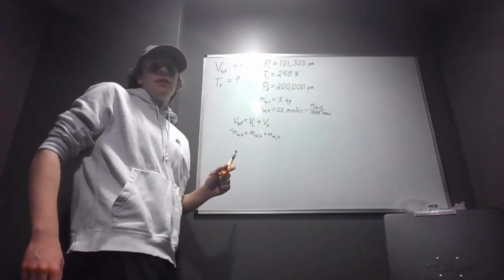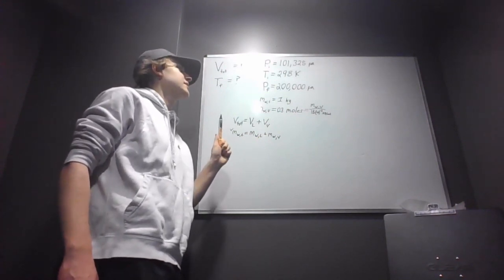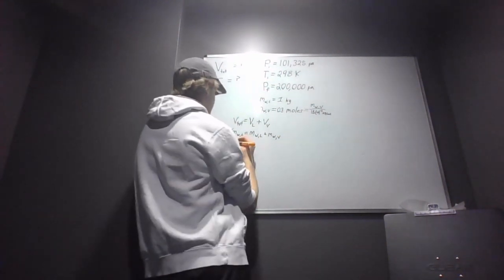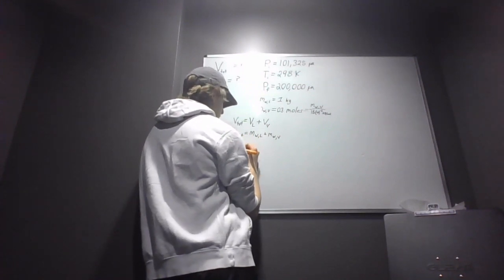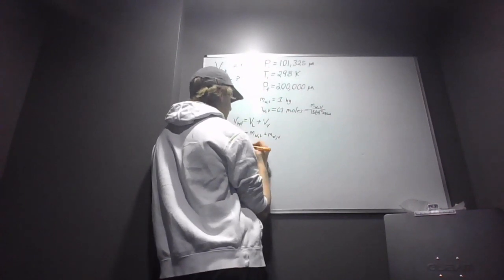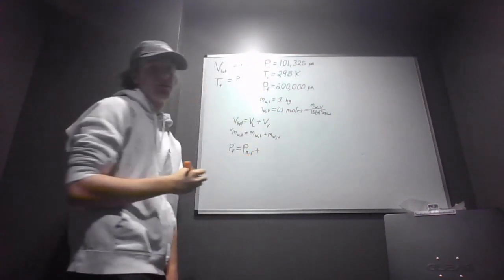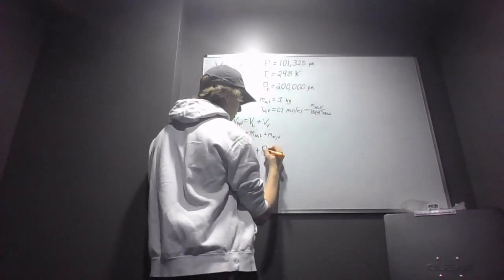And then now, we are assuming that this is an ideal gas. So we can say that the final pressure is equal to the partial pressure of the air plus the partial pressure of the water.